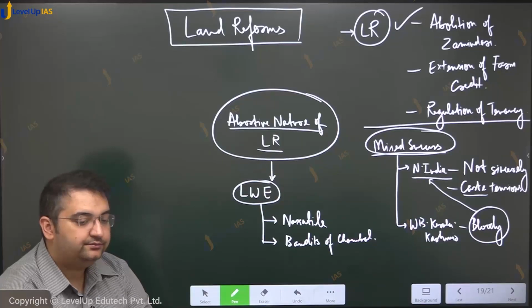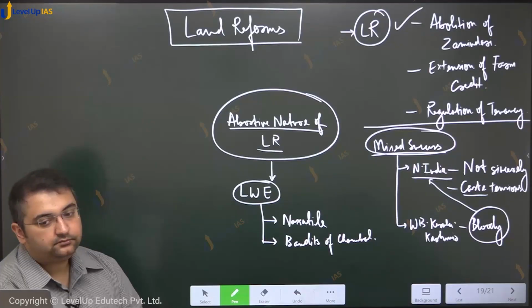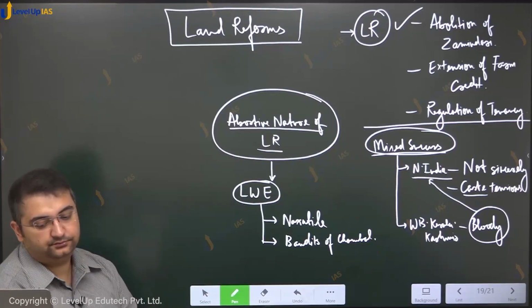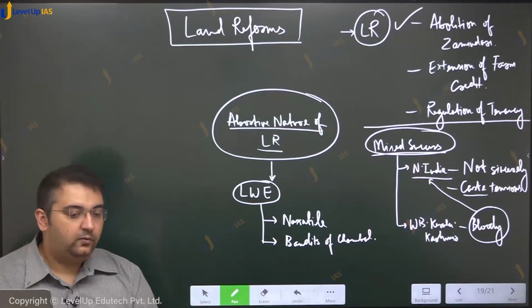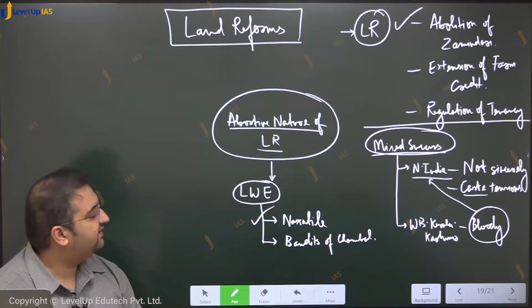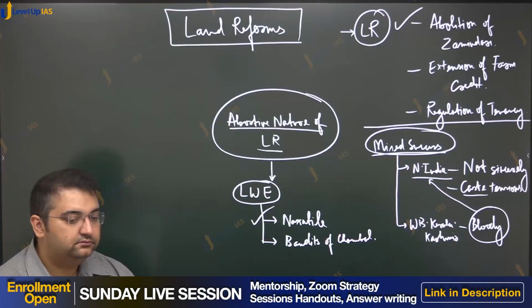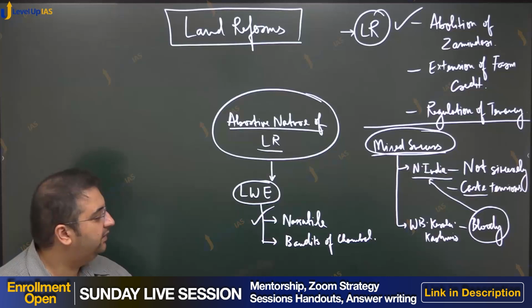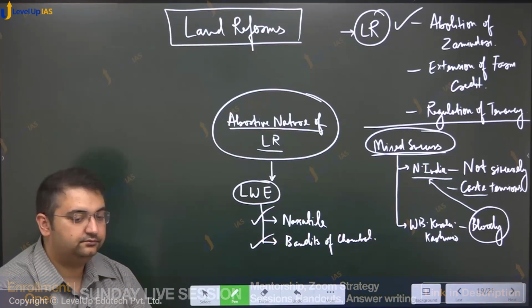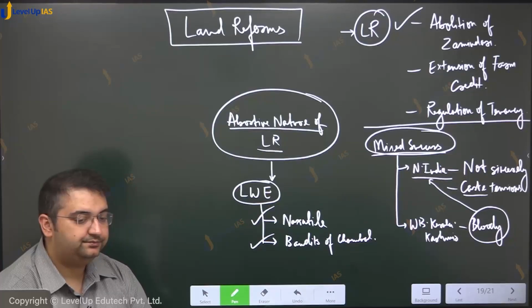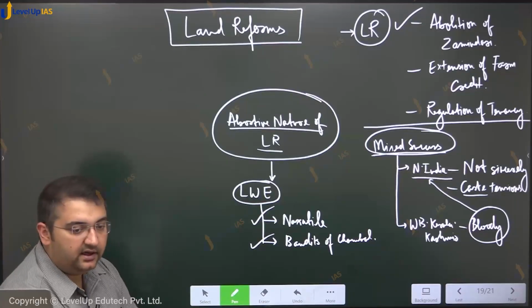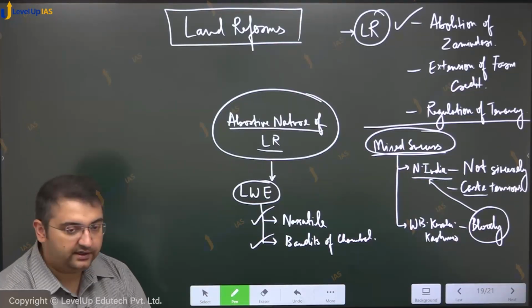Also, next point. The two most significant manifestations of this were A and B. A, the Naxalite movement, and B, the bandits of Chambal. Okay? This was the critical analysis of the process of land reforms.